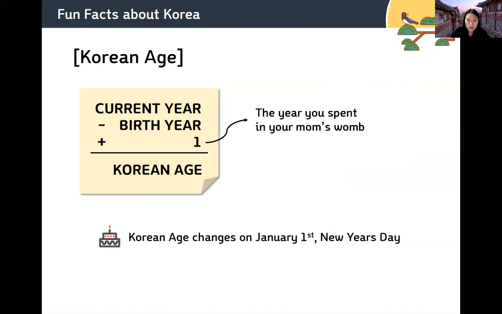Often the first question that people ask is, how old are you? People's age is important not just for things like whether you are old enough to buy alcohol, but for a whole variety of social interactions in Korea.